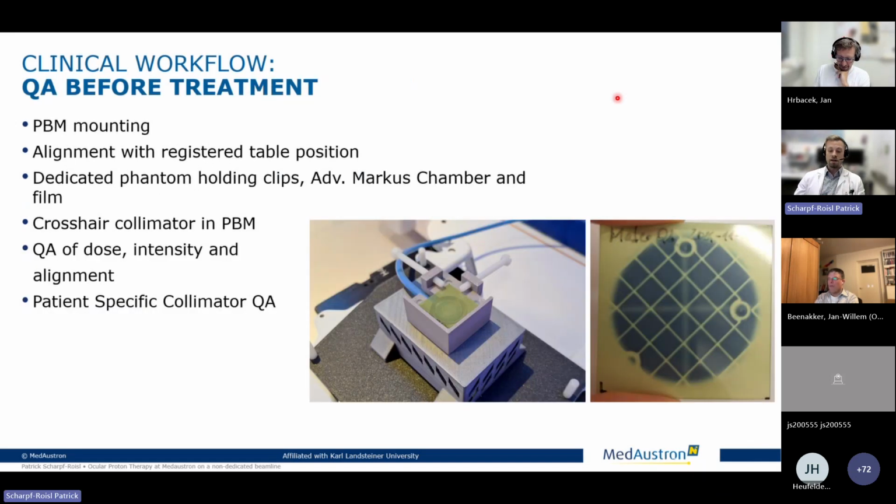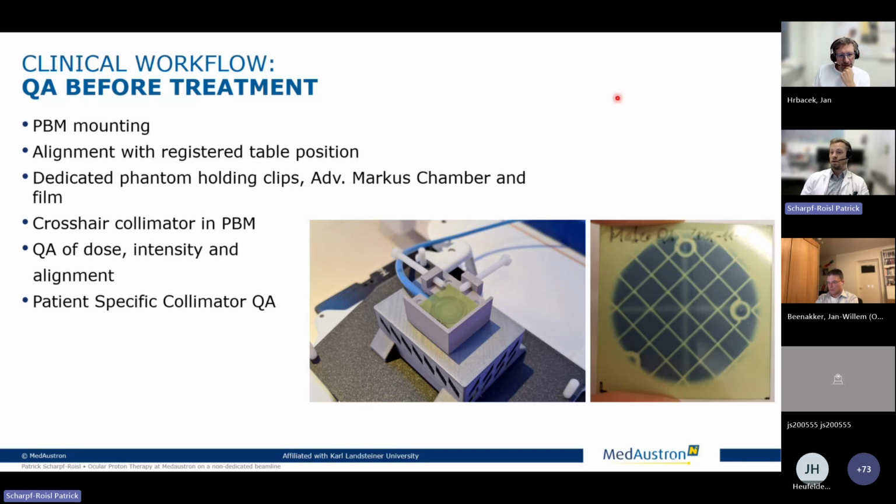So now let's come to the actual workflow when we start the treatment of the patient. We always have a QA procedure whenever we treat eye patients. They're usually treated within a normal everyday treatment, so we usually start after the lunch break to mount the passive beam modifier. After the mounting, we align the position with a registered table position, which can change on a daily basis. That means we make sure that the offset between the daily table zero position and the passive beam modifier isocenter is within 0.3 millimeters.